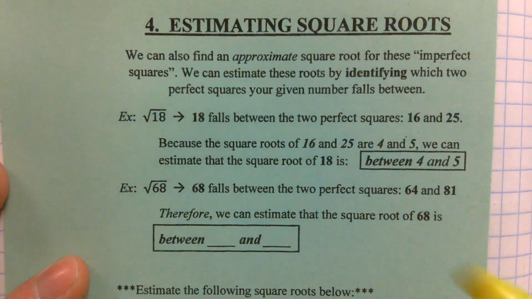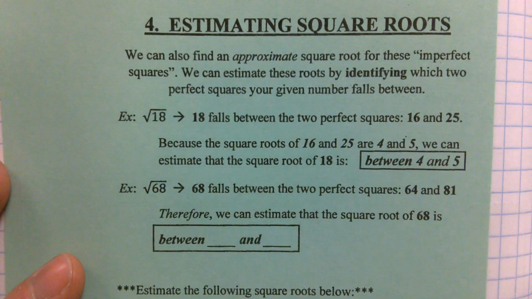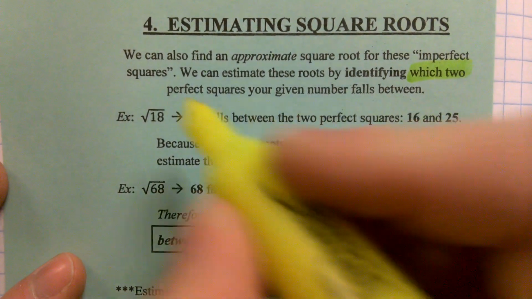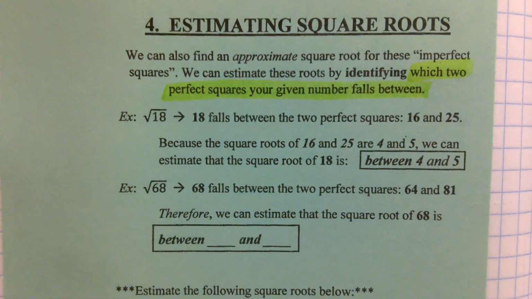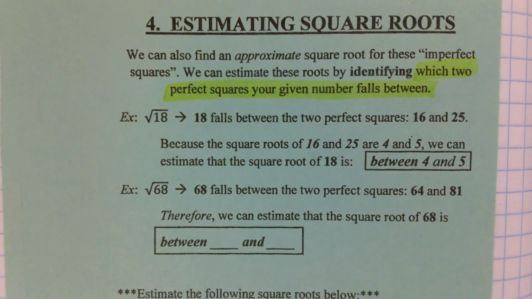We can estimate these roots by identifying which two perfect squares your given number falls between. Go ahead and highlight that. Which two perfect squares your given number falls between.